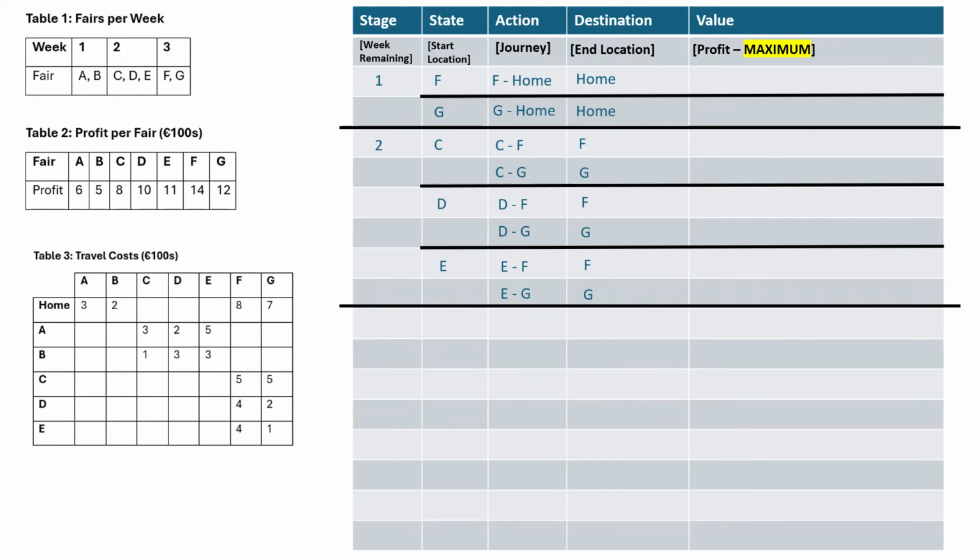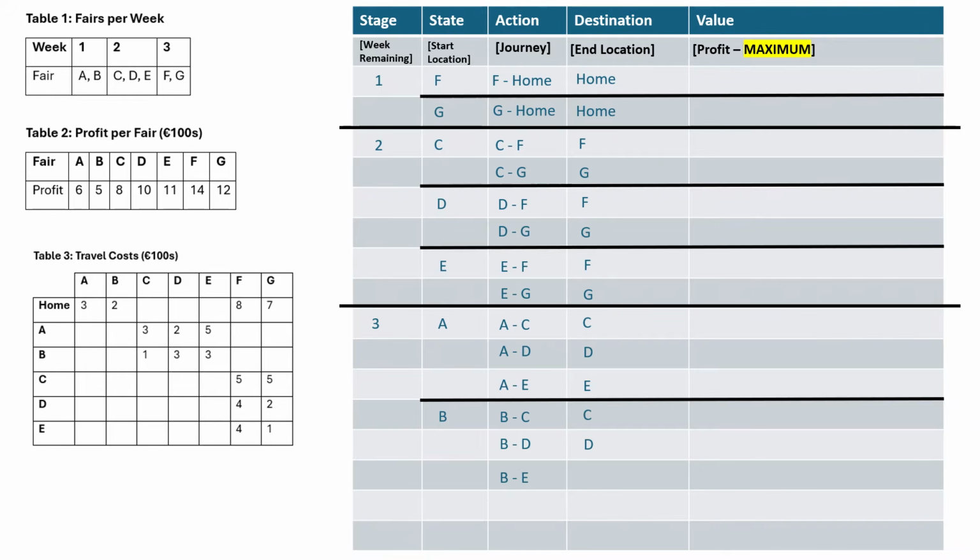So when there's 2 weeks remaining from the end, we then think about our last and final stage, which is stage 3, which means there's 3 weeks to go. We're really talking about the start of week 1. So our options are, there is a fair A. So if Toby is at A, he has 3 options for week 2: he can go from A to C, A to D, or A to E. There is then also fair B. And if he's at B, he can go B to C, B to D, or B to E.